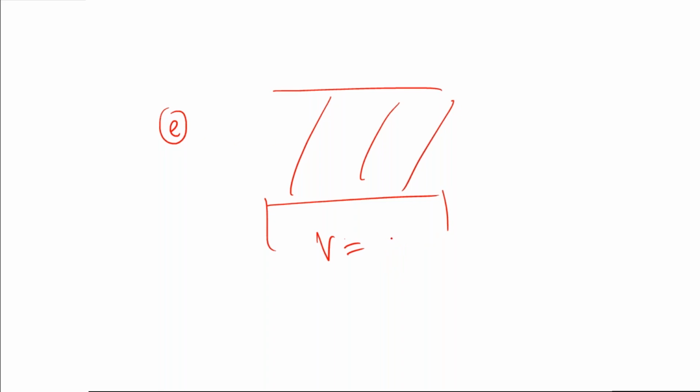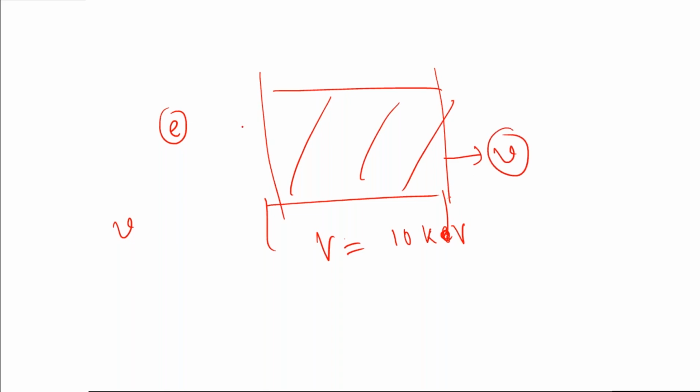What is the kinetic energy, or what is the velocity, of the electron after coming out from this region? Suppose initially it has zero velocity, starting from here. What will be the velocity after coming out from this region? You might have learned the work energy theorem.